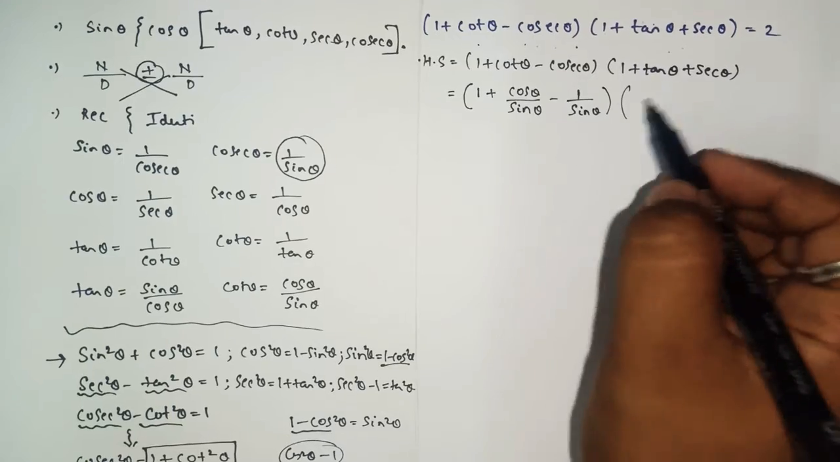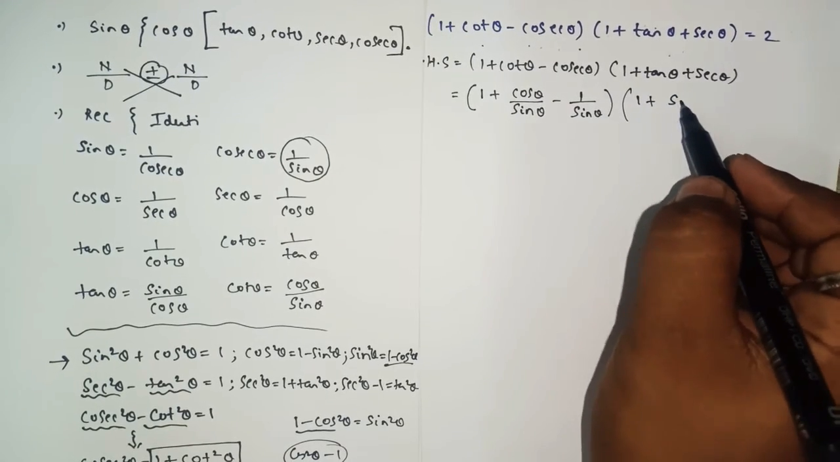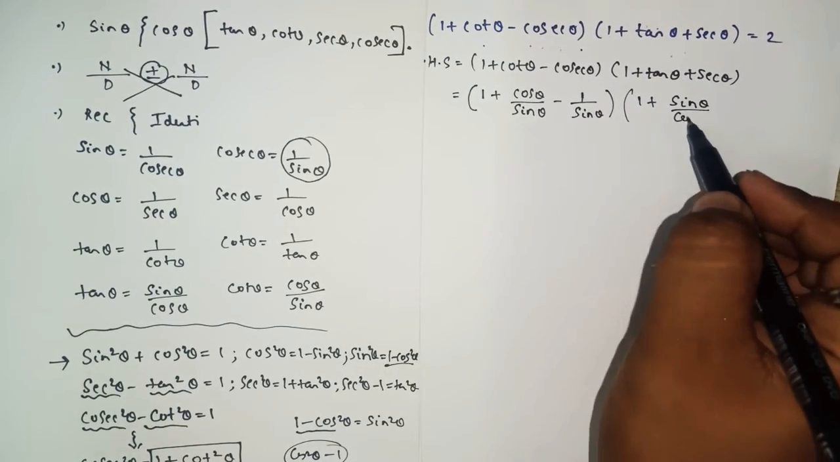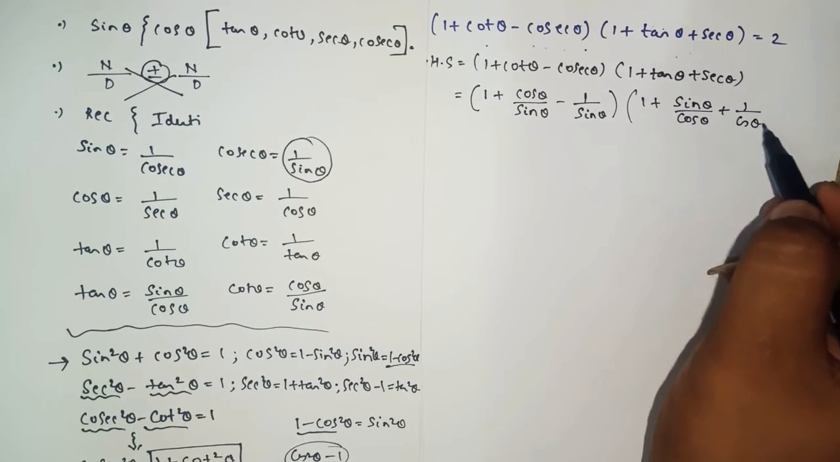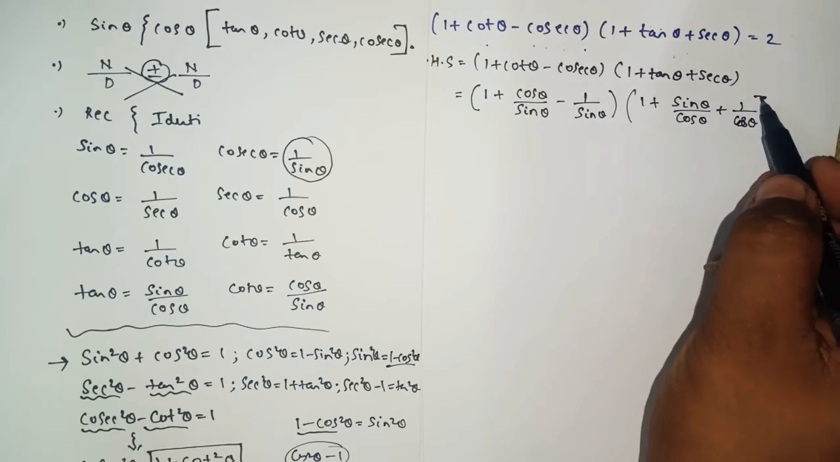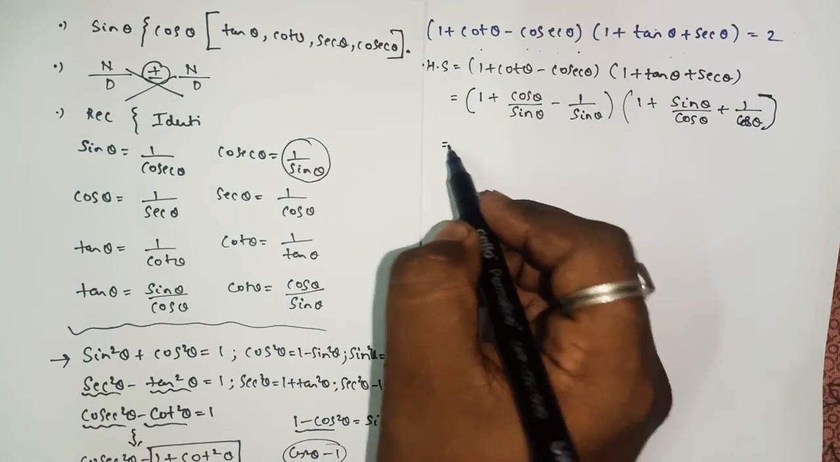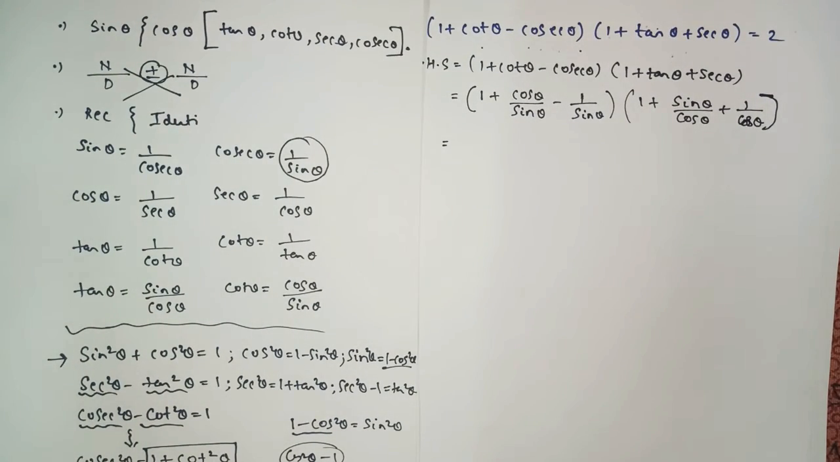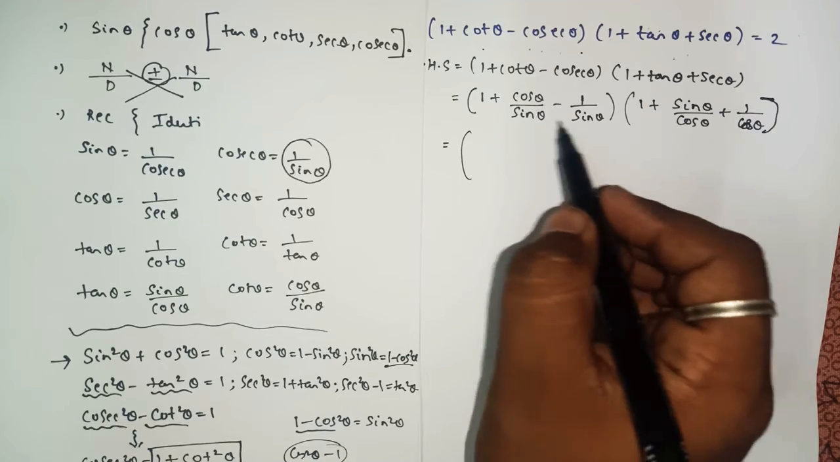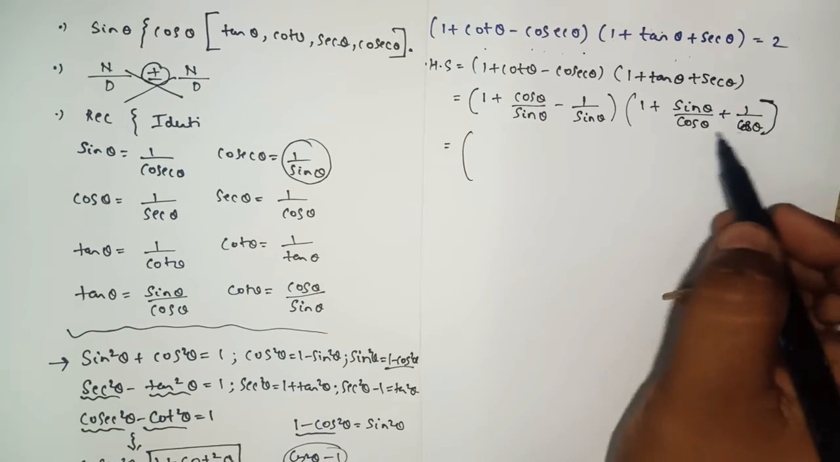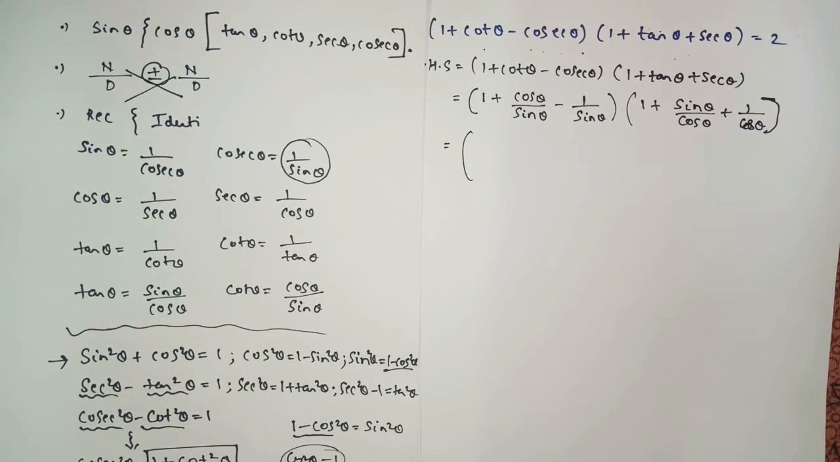Okay. 1 plus tan we can write as what? Sine theta upon cos theta. And sec we can write as what? 1 upon cos theta. Okay. Then now after this, here we have sine in both the sections and here we have cos in both the sections.